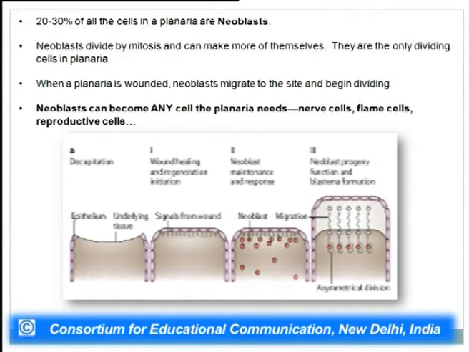The epithelium will cover, so wound healing, wound covering will occur, and then regeneration is initiated. There is a signal that is forwarded. Then the neoblasts will reach there, and these neoblasts are like stem cells. They will divide mitotically and respond by giving rise to the functional cells, and blastema formation occurs. Neoblasts can actually become any cell in the planaria that it needs, for example, the nerve cells, the flame cells, or the reproductive cells. So that's how regeneration occurs in planaria.